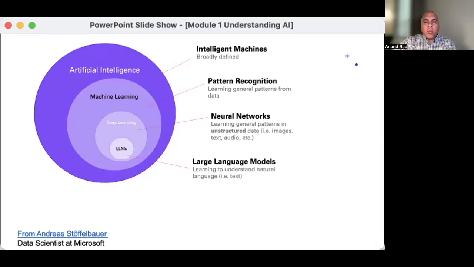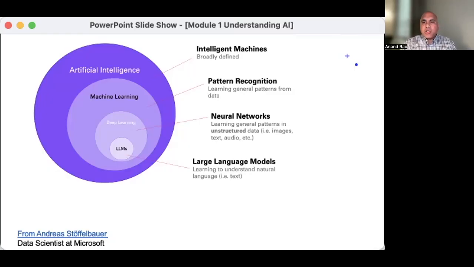Now, when we start thinking about what artificial intelligence entails, what does it include? Let's start by understanding how it's organized conceptually. Think of this as nested circles, almost like nested Russian dolls. The outermost layer is intelligent machines. This is really the broadest definition, encompassing any system that can perform tasks typically requiring human intelligence. That's pretty broad, and it includes a lot of developments that happened well before current developments like large language models. As you move in a little bit, you get to machine learning and then pattern recognition.